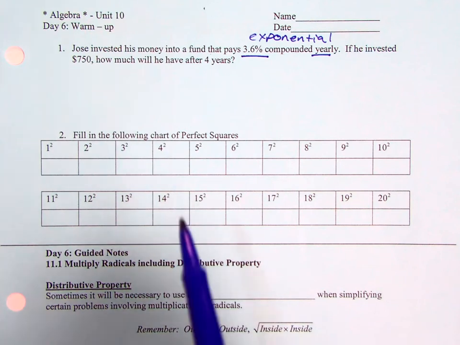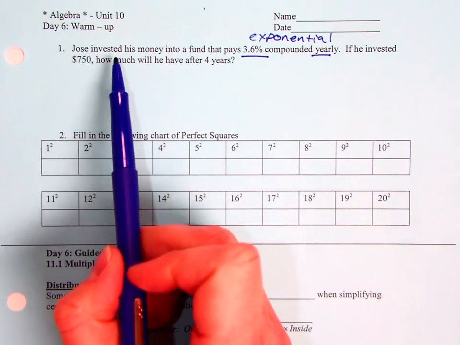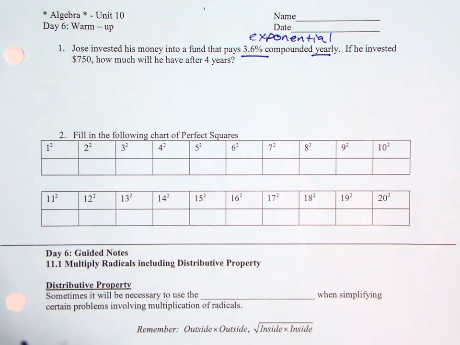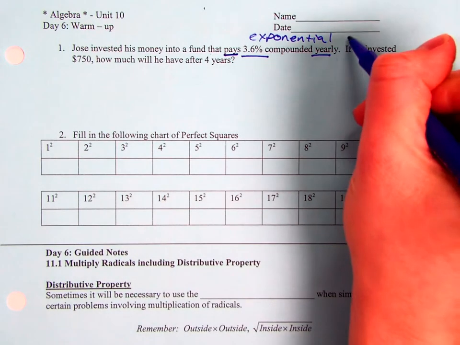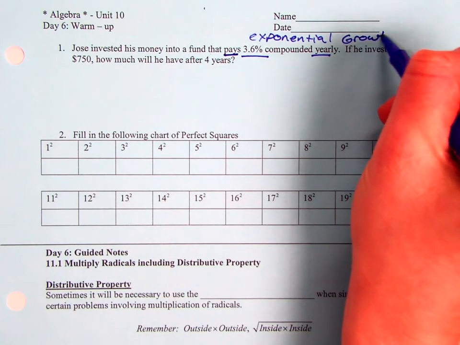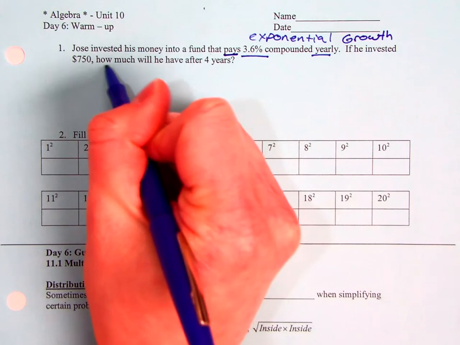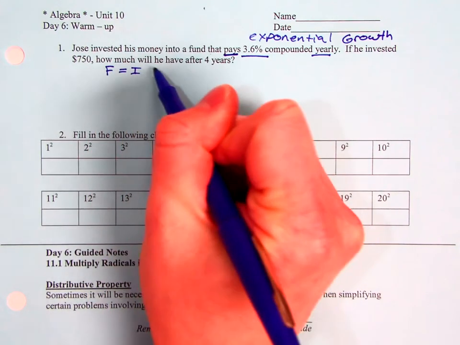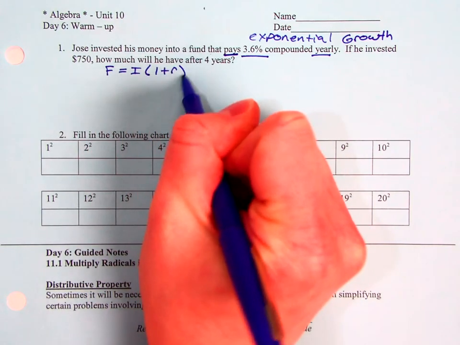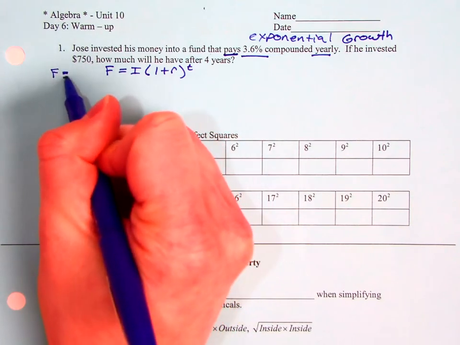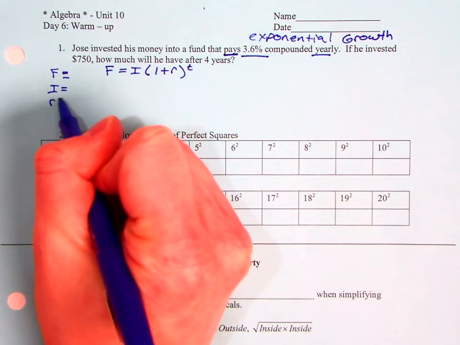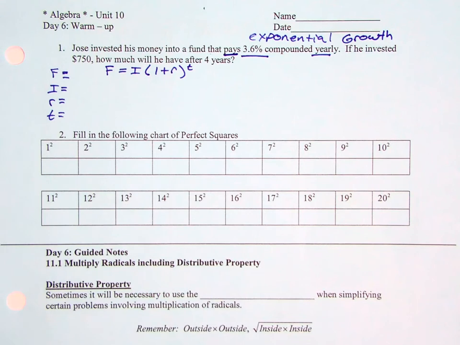Well, to figure that out, we have to think about the problem. So we're talking about Jose investing money and that it's in a fund that pays him. So if it's going to pay him money, that means it's exponential growth, which means we're going to use the formula F equals I, 1 plus R to the T power. Remember that you're expected to list out the variables and what they represent.